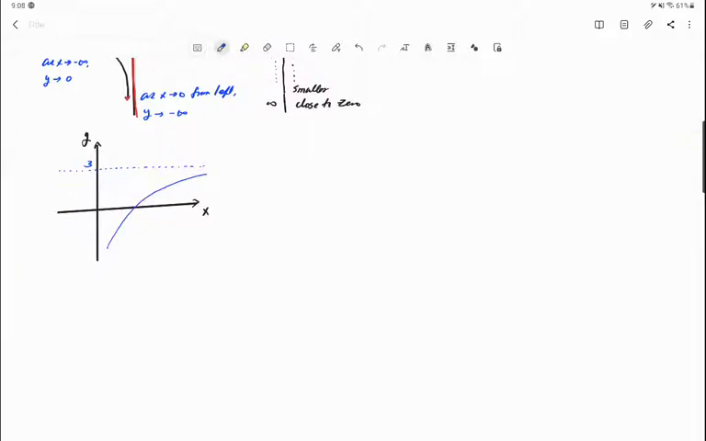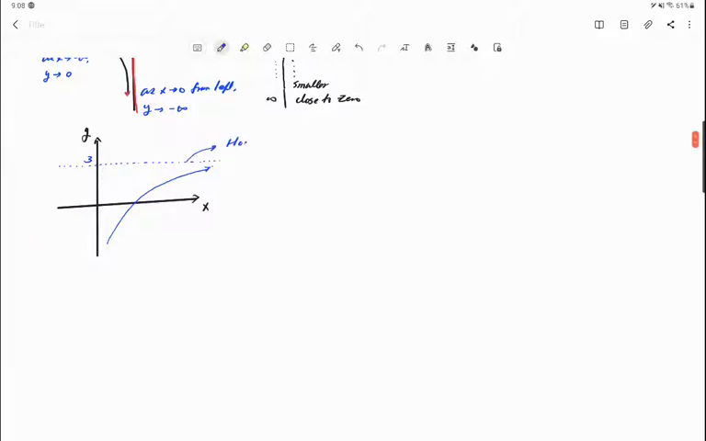The graph looks like this, and this end is approaching where? The horizontal dotted line, right? So we call this a horizontal asymptote. Since it's a horizontal line, the equation of the horizontal line is y equals 3. Can you see it?